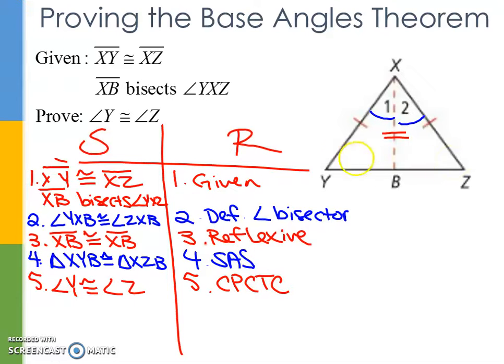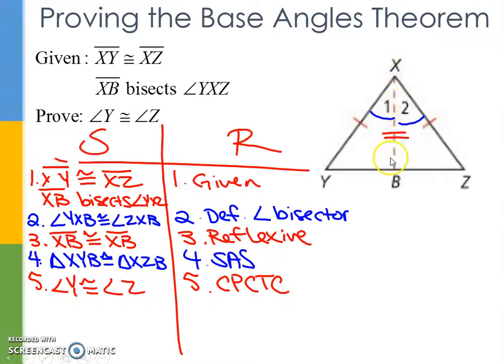So first, the given is side XY is congruent to side XZ. Please write this down. And then side XB bisects angle YXZ. Number 2, angle YXB right here is congruent to angle ZXB. And that is the definition of bisector.